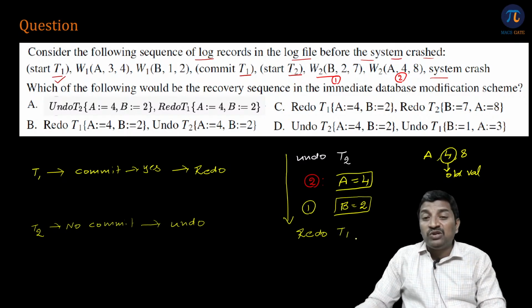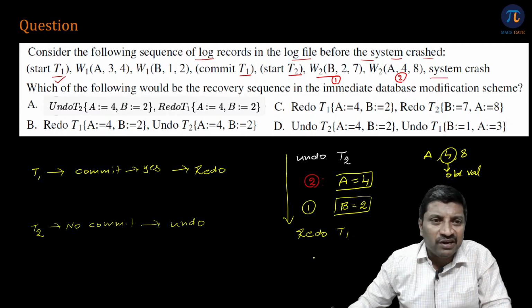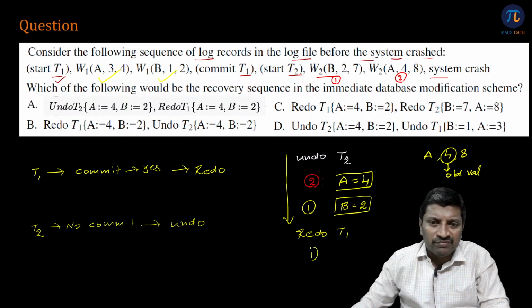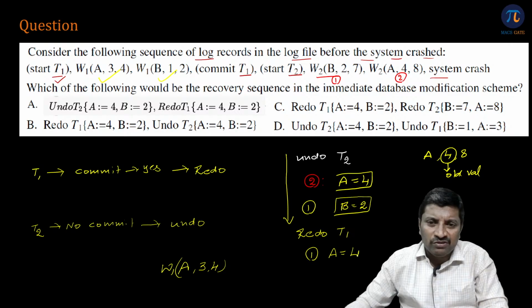For redo, what should we do, sir? You need to do it from the beginning. For redo, we have two operations. This is the first one, this is the second one. The first operation is A. Here I need to save the new value. What is the equation they gave, sir? W1 of A3, 4. So here I need to write the new value.